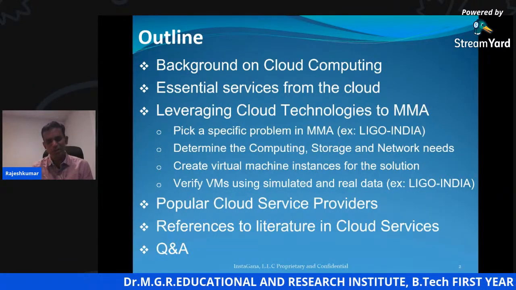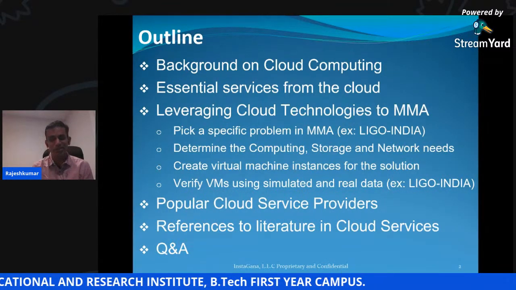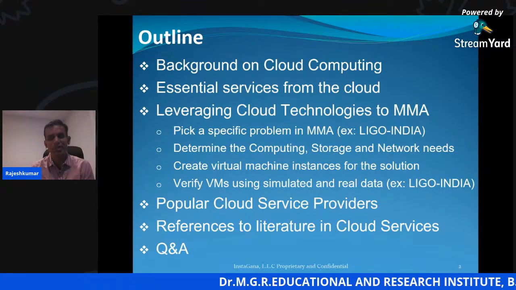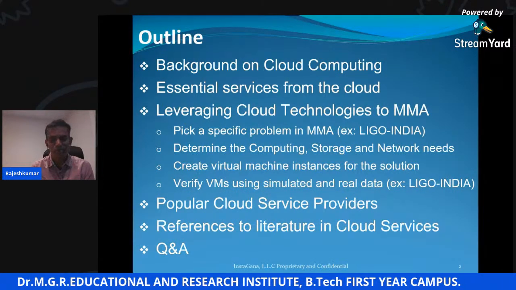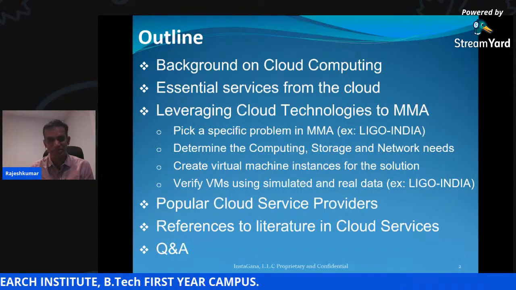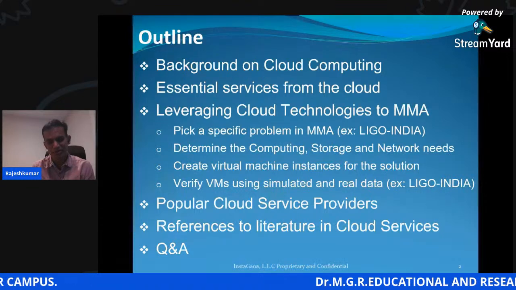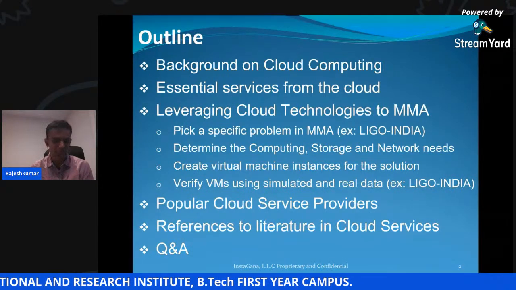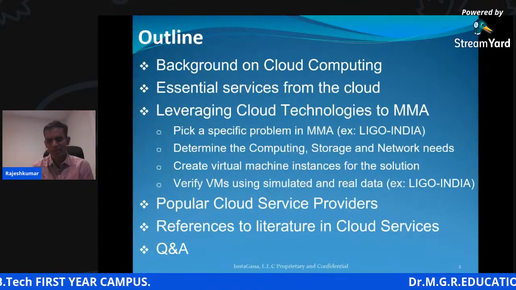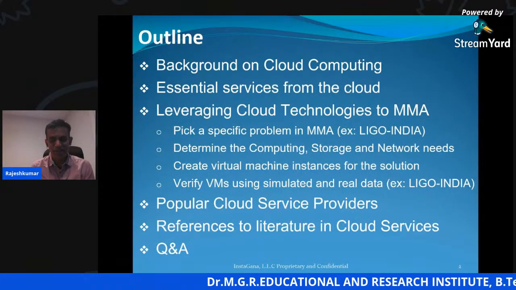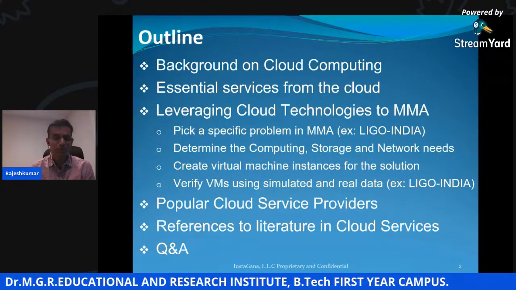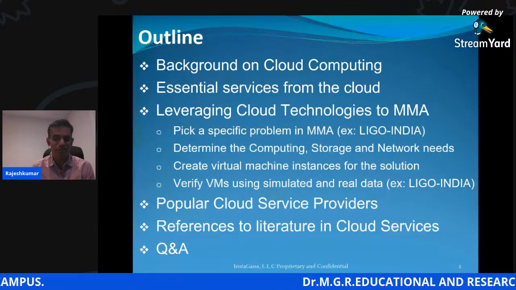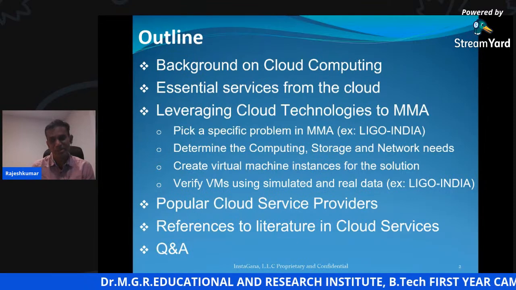So LIGO India, which is part of this gravitational wave study organization, is based out of Pune, I believe, and they are doing a phenomenal job in multi-messenger astronomy, doing a lot of experiments, a lot of postdoctoral studies, and a lot of research scholars there have published papers actually. And they are studying how high performance computing, big data, and cloud computing are going to help in all their experimental studies. So that is challenging, and they are working towards that.